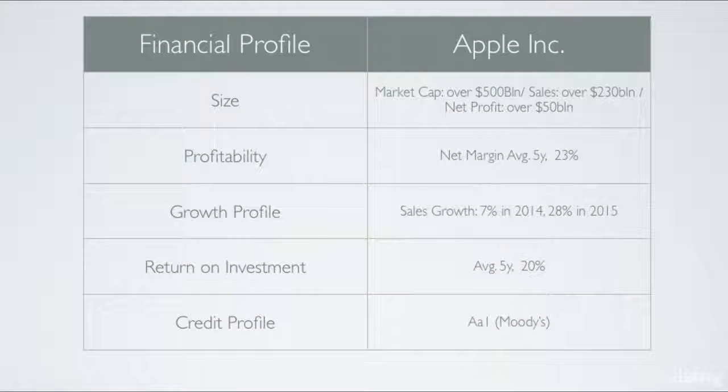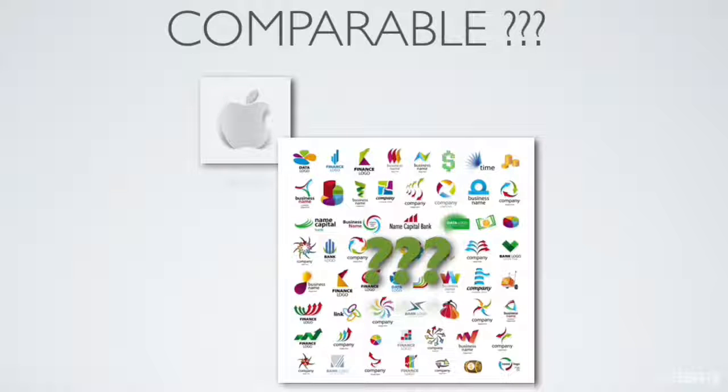And then when it comes to the return on investment, Apple Corporation has an average 5 years return on investment of 20%. And as for the credit profile, one of the three agencies, which is Moody's, gave Apple a rating of AA1, which is a very good rating. Now, having gathered all this information, we are ready to select among the universe of companies out there the companies that we are going to use for our benchmark analysis. That's what we are going to see in the next lecture.